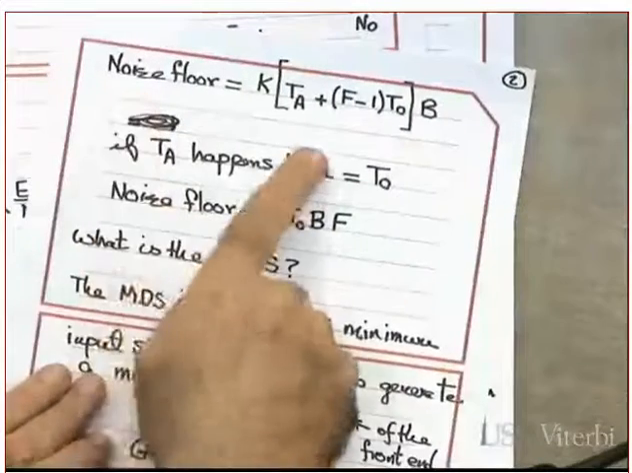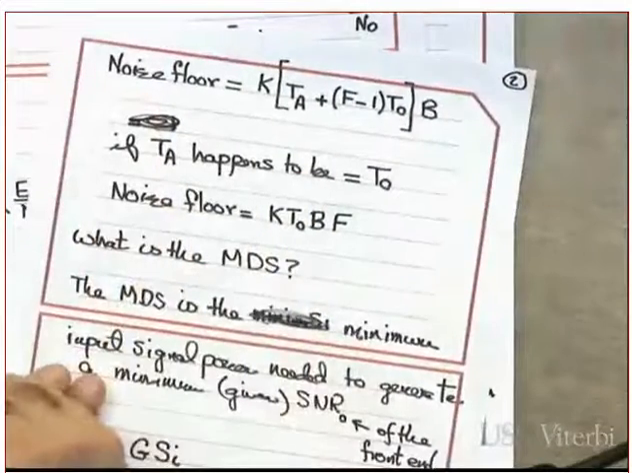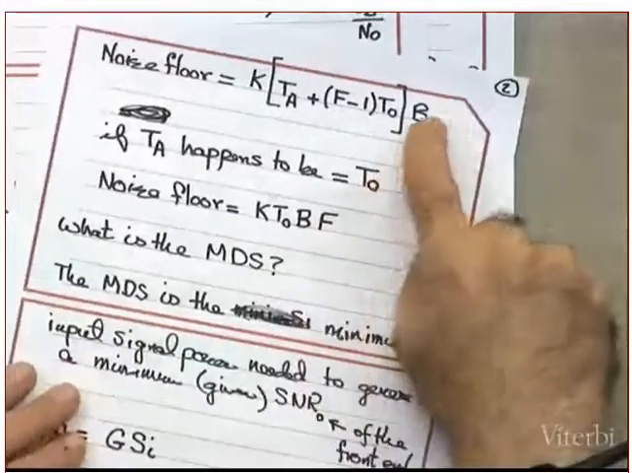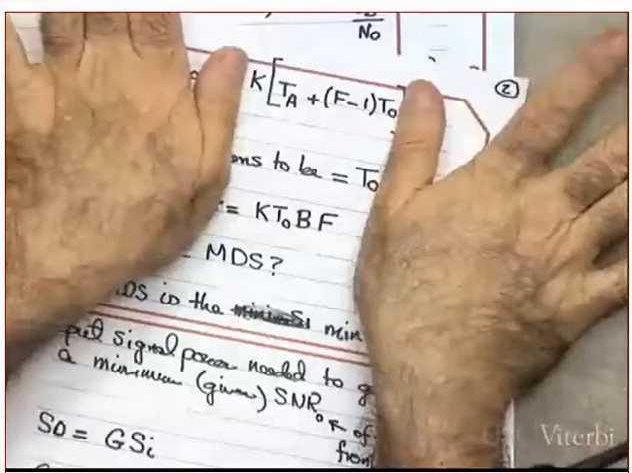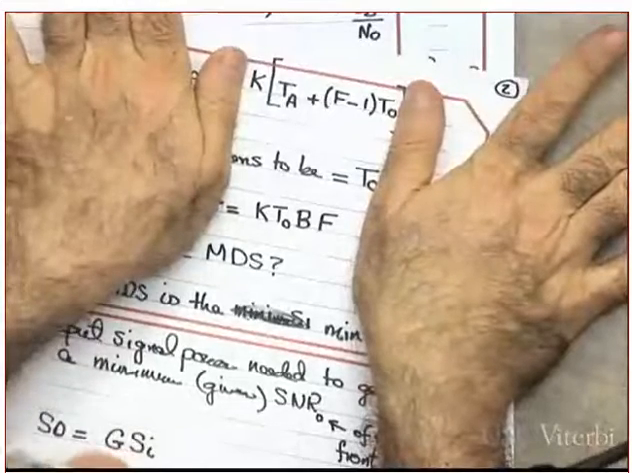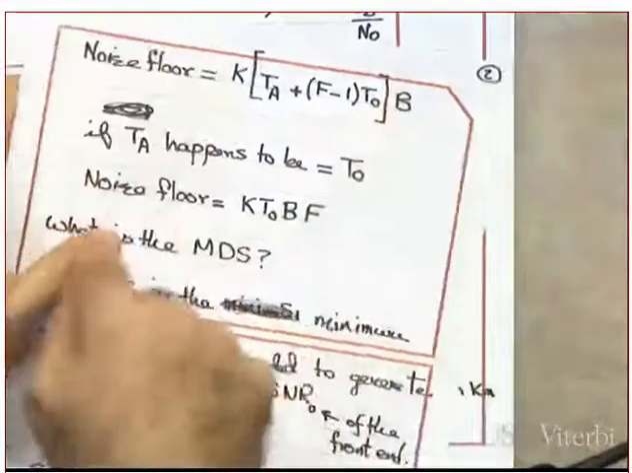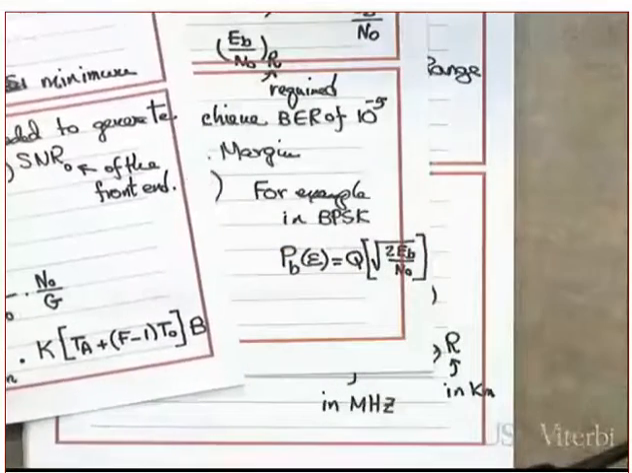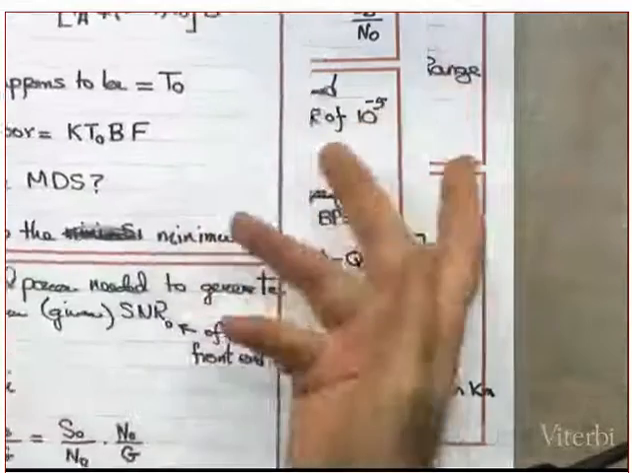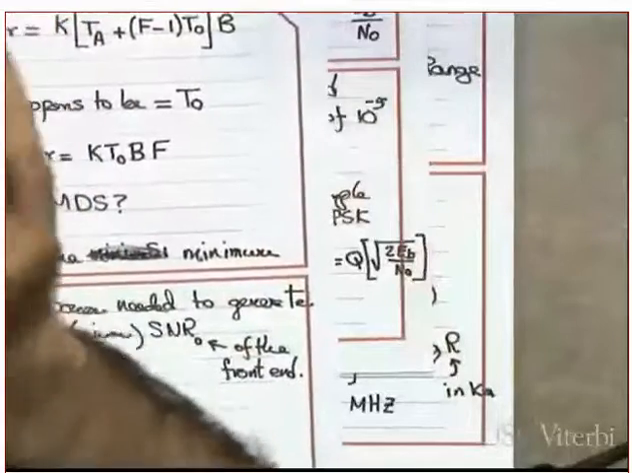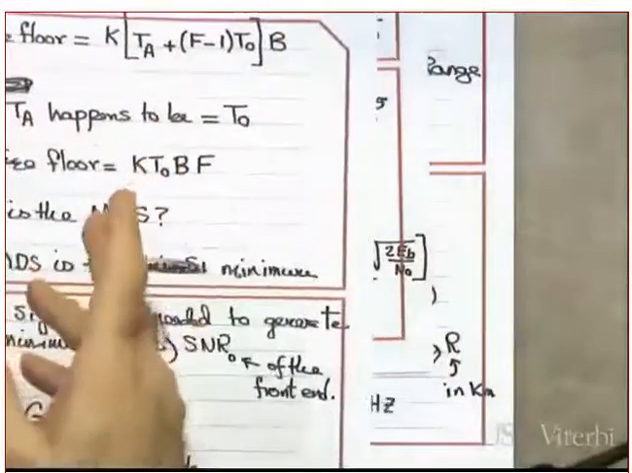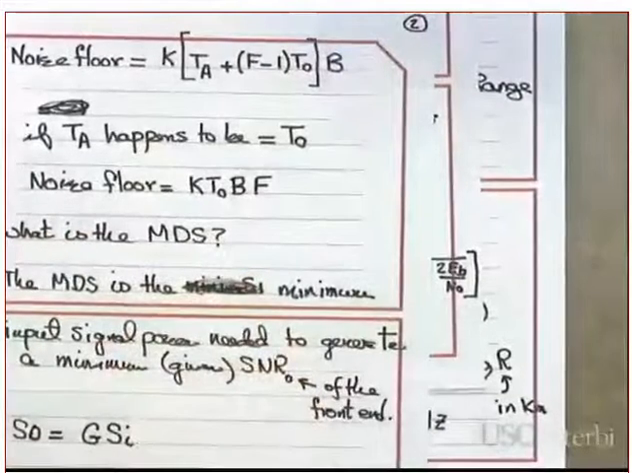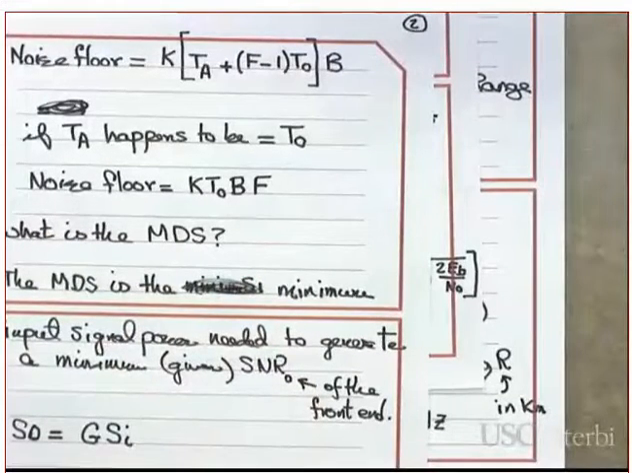This is the noise floor. What parameter do I remove? Do I need the B? If you remove the B, what is this? That's the noise spectral density. That's the N0. The N0 is power spectral density. You don't need the bandwidth if the question is only asking you for Eb over N0 or the link margin. But if the question asks you to find the signal to noise ratio, then you need the bandwidth. Otherwise, how do you calculate the noise power?